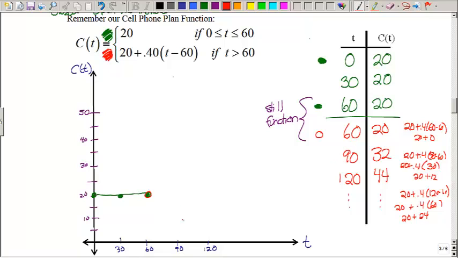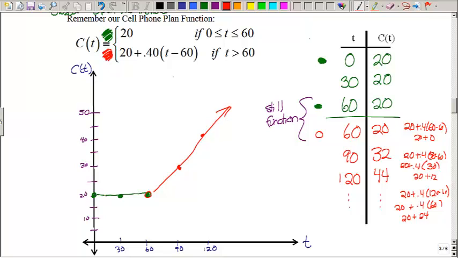(90, 32) is right about here. I'm doing my best. And then (120, 44) is right about there. And if I had better graph paper, it might be a little straighter here. But we have a nice straight line right there.